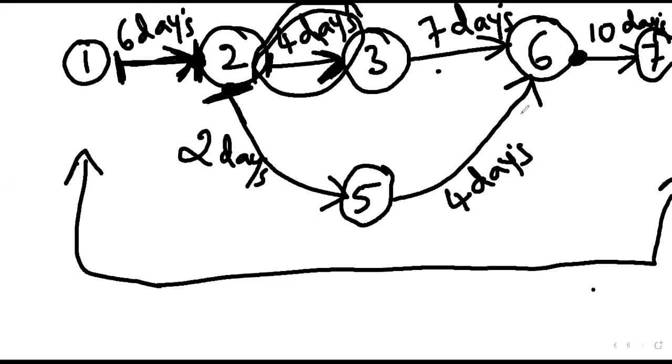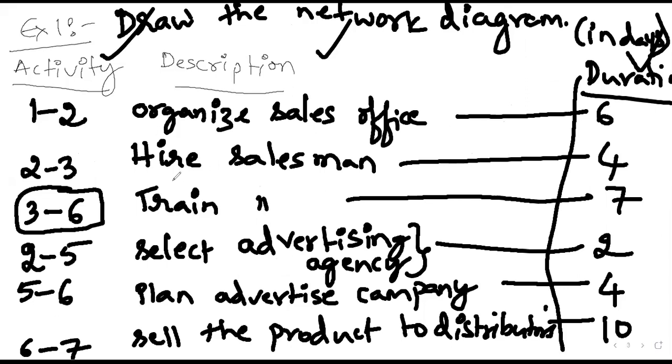One question is about 3-6 itself. 3-6 has come up from here. Since there is a 3-6 activity, you have to draw it as 3-6. The starting node of this activity is the 3rd node and it finishes at the 6th node. A node is nothing but the start and the end point. That's it. It doesn't have much meaning.